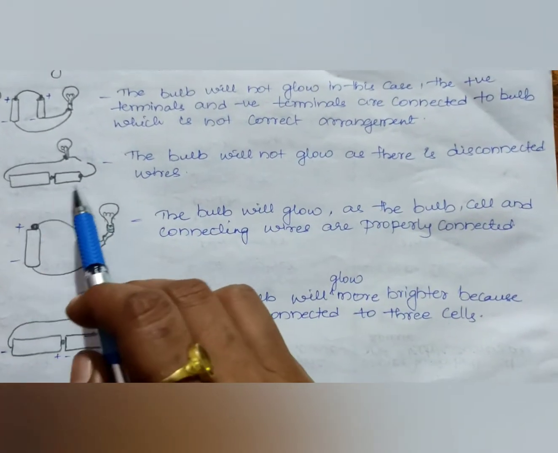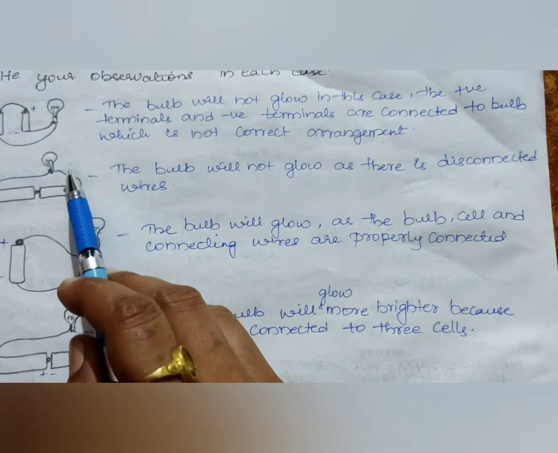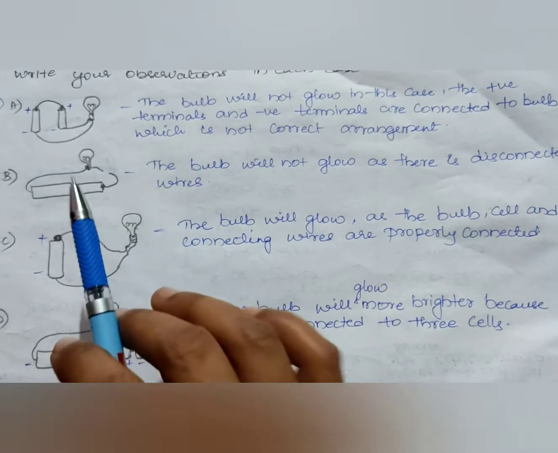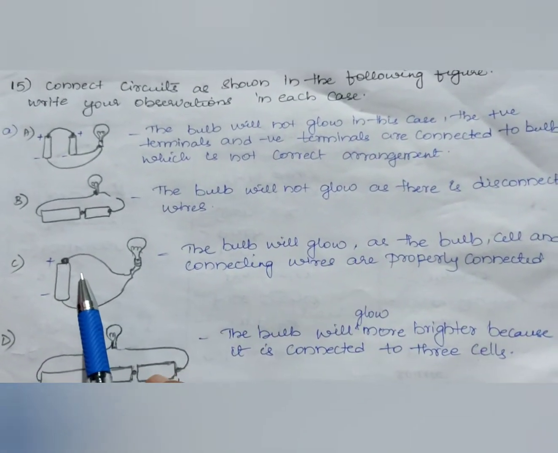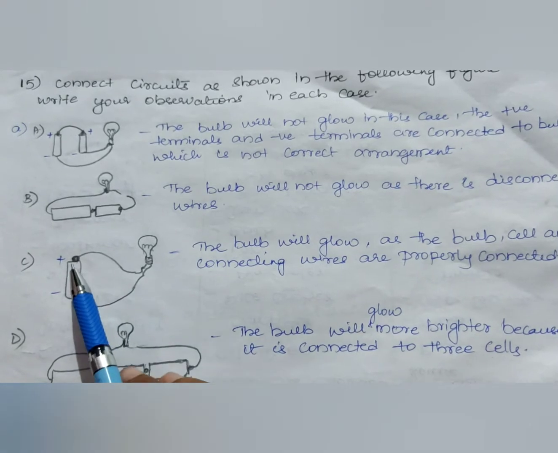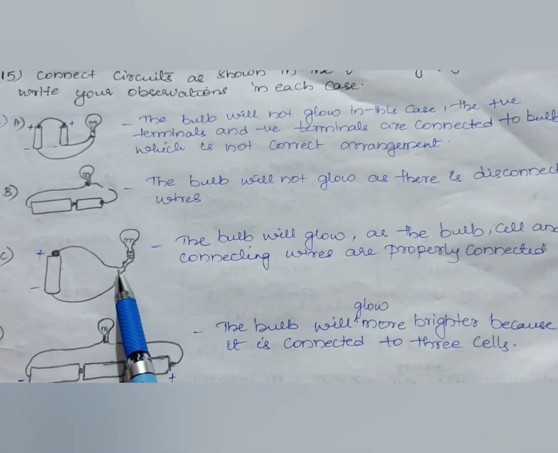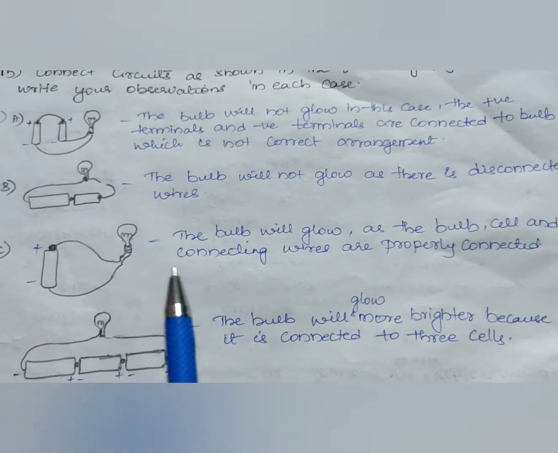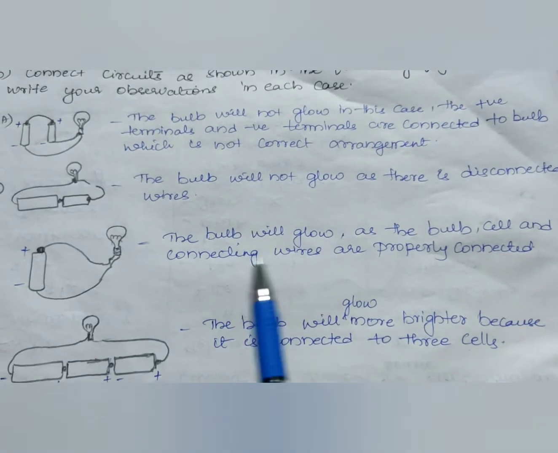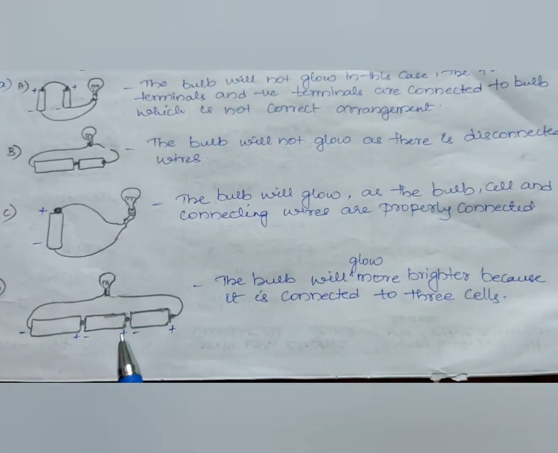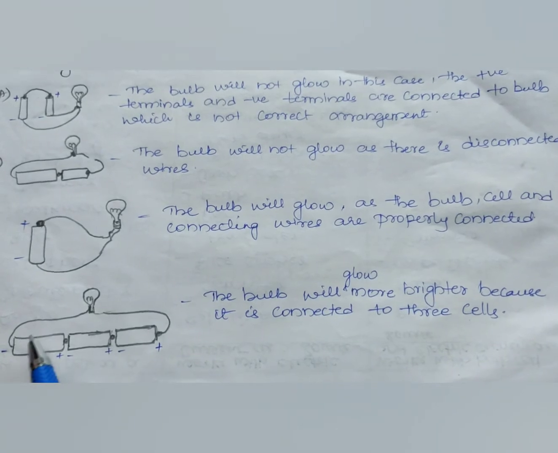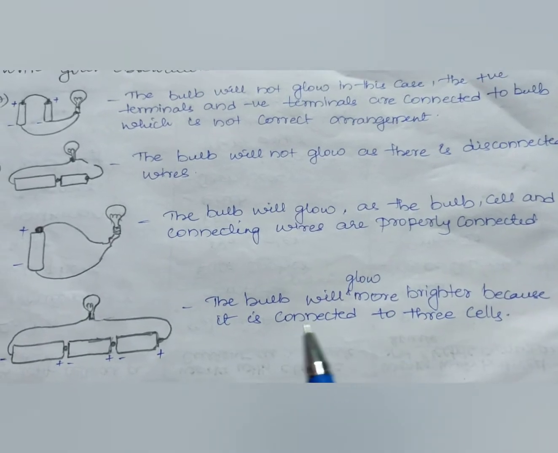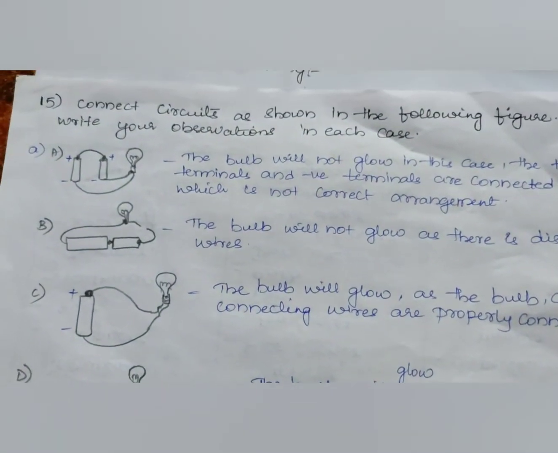In the next case, observe this. Here the connecting wire from the cells to the bulb has been broken. Hence the bulb will not glow. And in the third case, see, the bulb will glow because the positive terminal and the negative terminal of the bulb are correctly arranged. The bulb will glow as the bulb, cell and connecting wires are properly connected. In the last case, there are three cells connected with the connecting wires to the bulb. The bulb will glow brighter because it is connected to three cells.